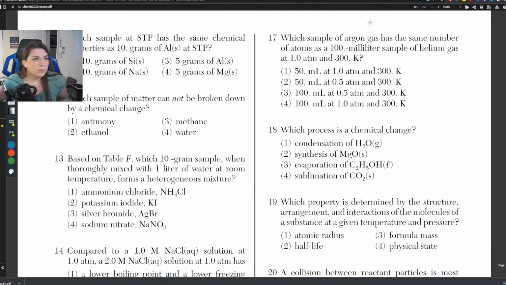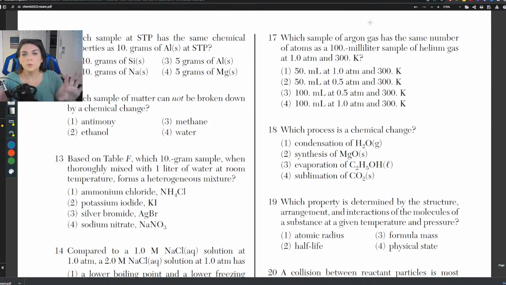Okay, number 11, which sample at STP has the same chemical properties as 10 grams of aluminum solid at STP? We're talking specifically chemical properties. So chemical properties are going to describe the way that a substance does or does not react. So in the case of aluminum, it would be like it'll oxidize in air. It will react with acid to form hydrogen gas. Not that it's shiny, not that it's silver colored.